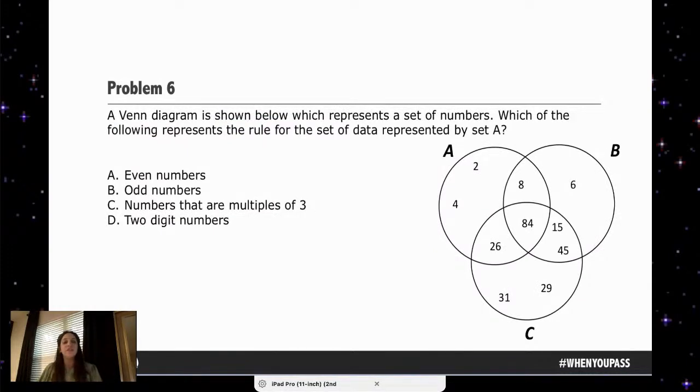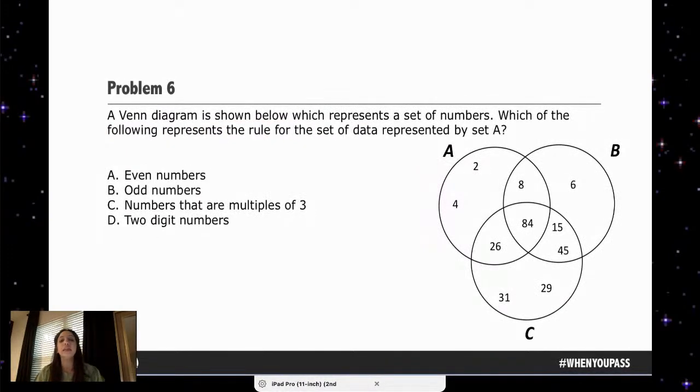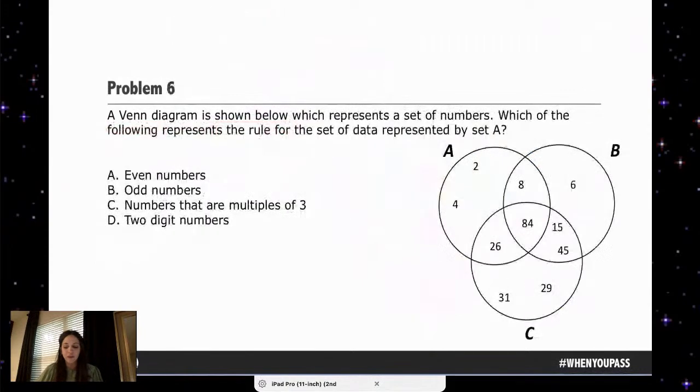This is a totally different set. It looks the same, but it's different numbers. So these two were really for my middle school and high school people. This one breaks it down for my elementary people. So the Venn diagram is shown below, which represents a set of numbers. Which of the following represents the rule for the set of data represented by set A.